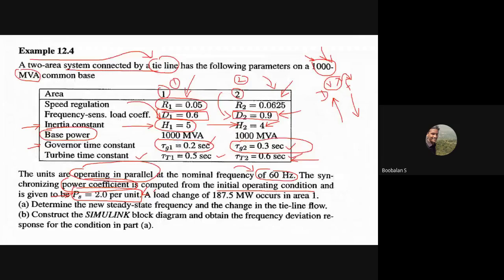Now, a load of about 187.5 megawatt is changing on area number 1. Got the meaning now? 187.5 megawatt is now changing at area number 1.